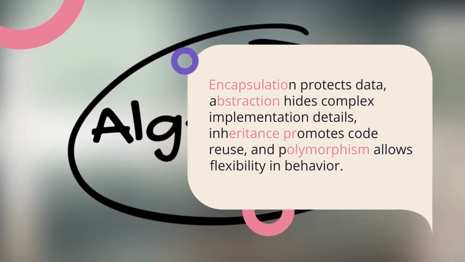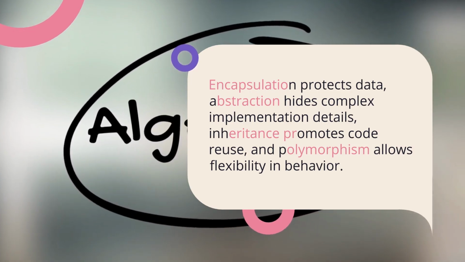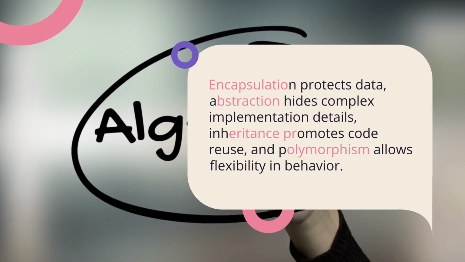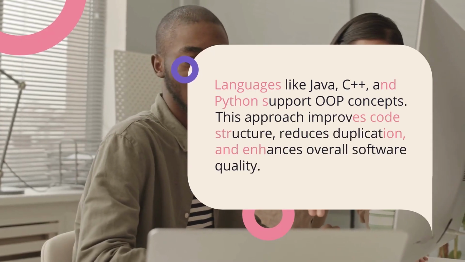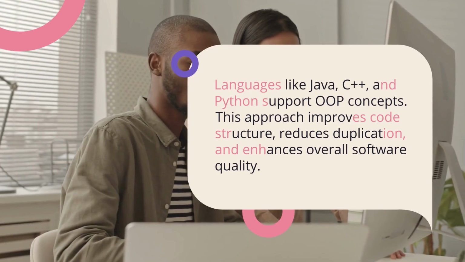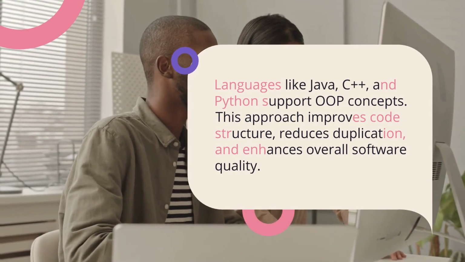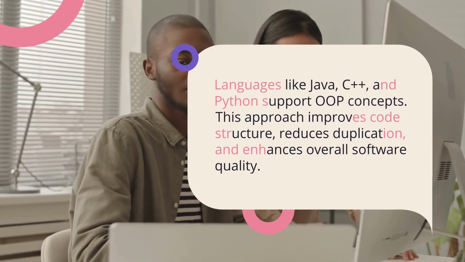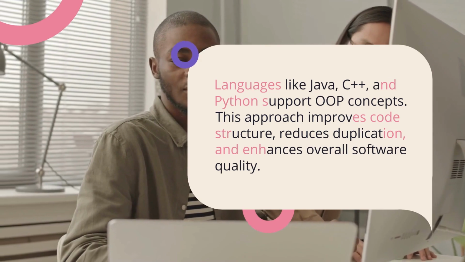Inheritance promotes code reuse, and polymorphism allows flexibility in behavior. Languages like Java, C++, and Python support OOP concepts. This approach improves code structure, reduces duplication, and enhances overall software quality.